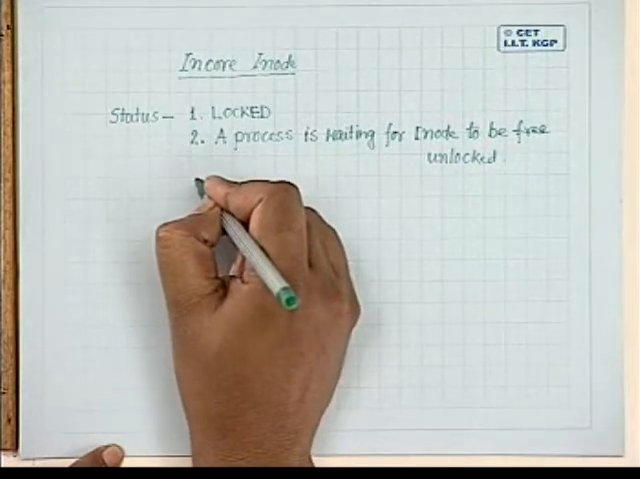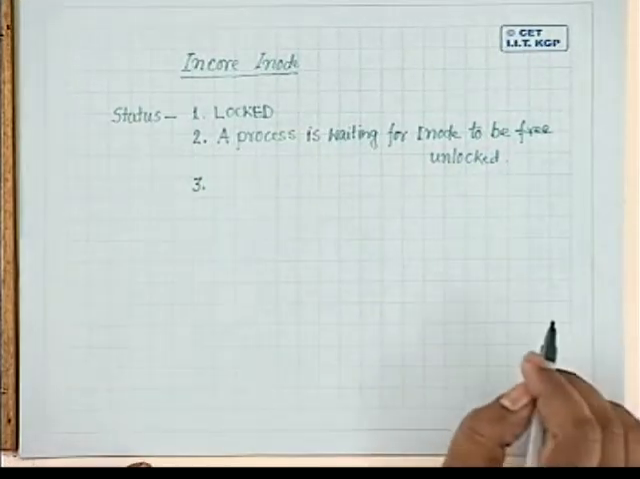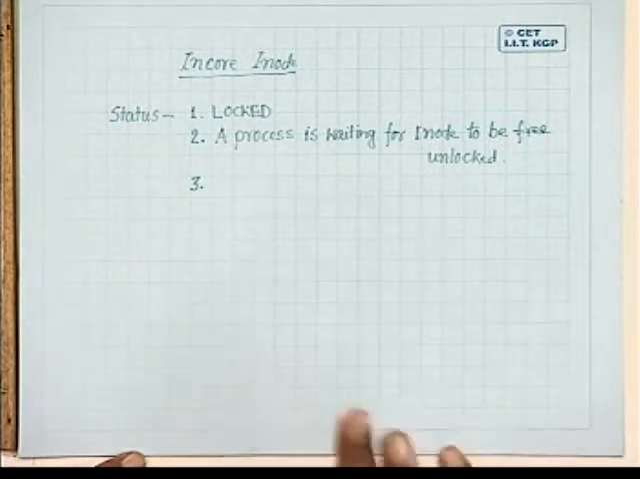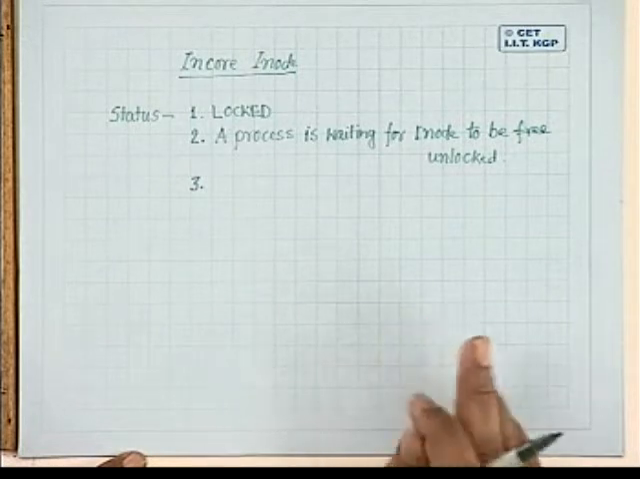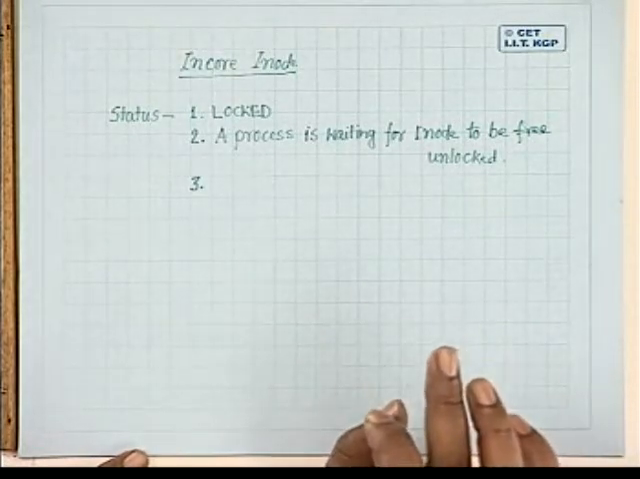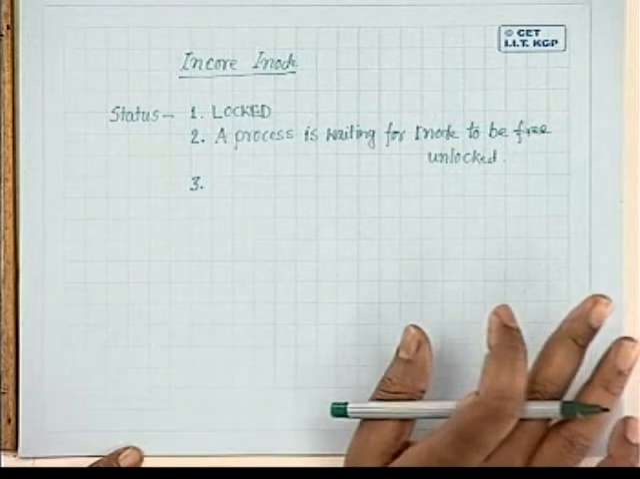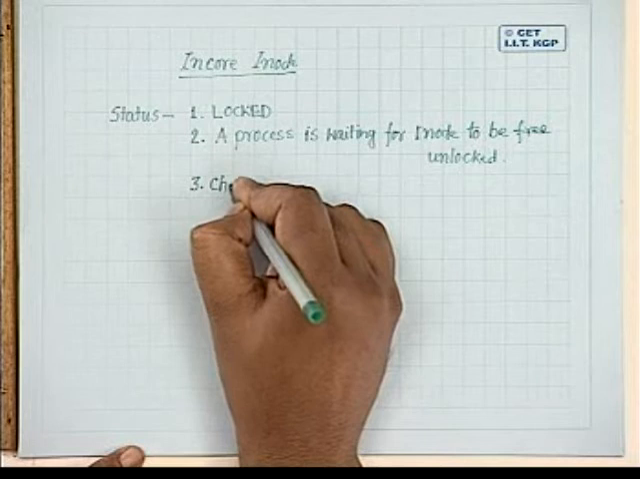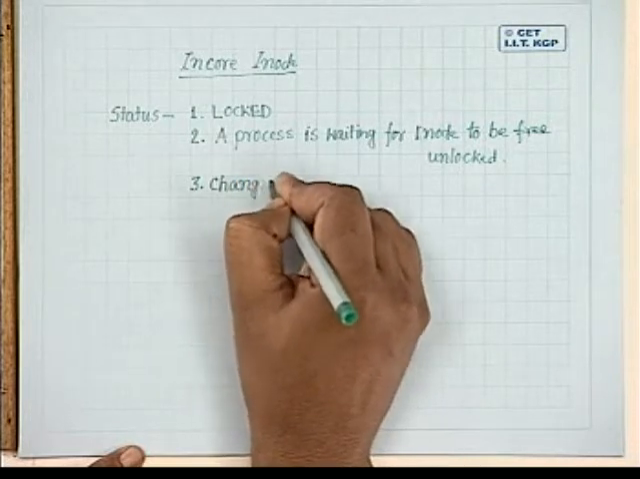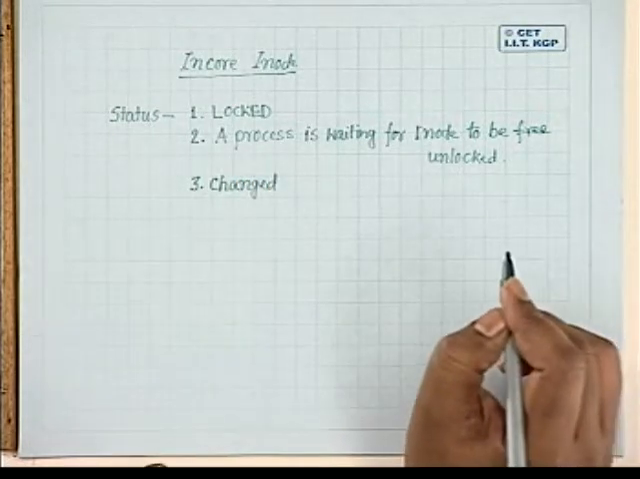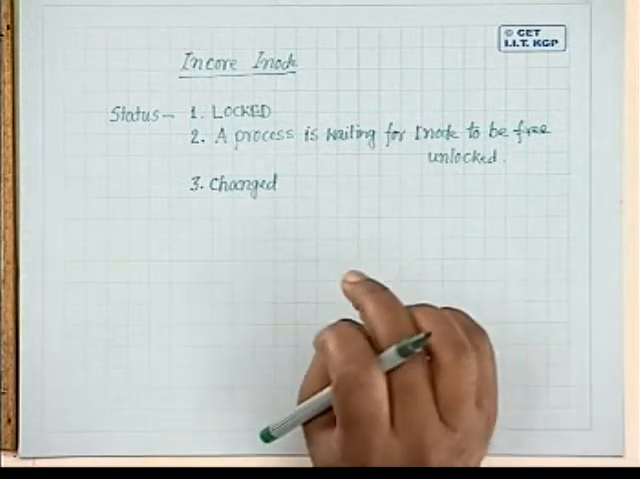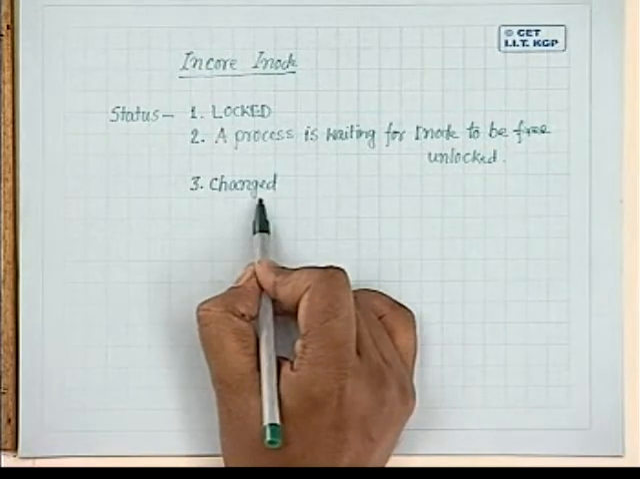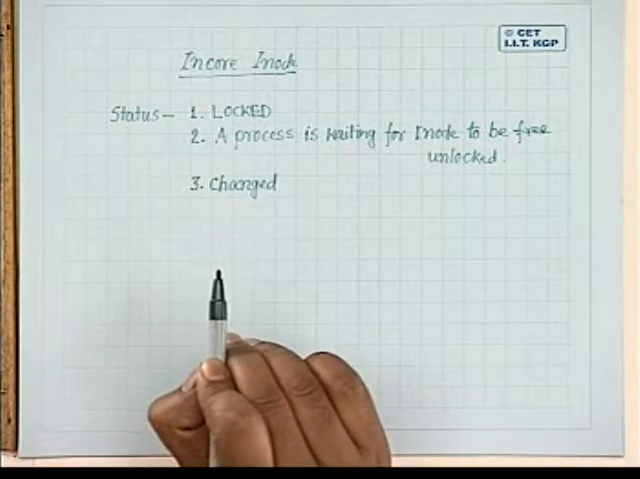Then the third information in the status field will be whether the disk copy of the inode and the in-core copy of the inode are different. Because if the inode is modified while it is in the main memory, obviously it will be different from the disk copy. So even that information, whether the inode is changed or not, is also present in the status field. So that if this in-core copy of the inode is to be overwritten by another inode, and the previous copy was changed, it has to be saved onto the disk.